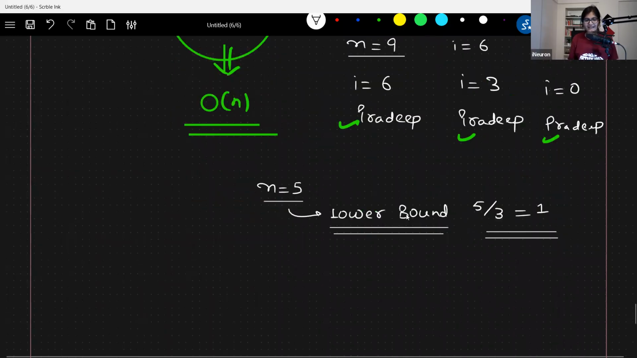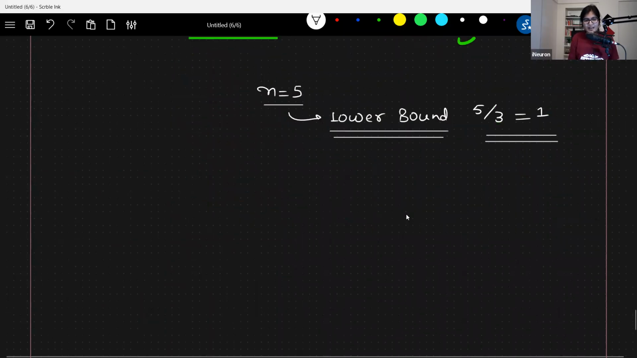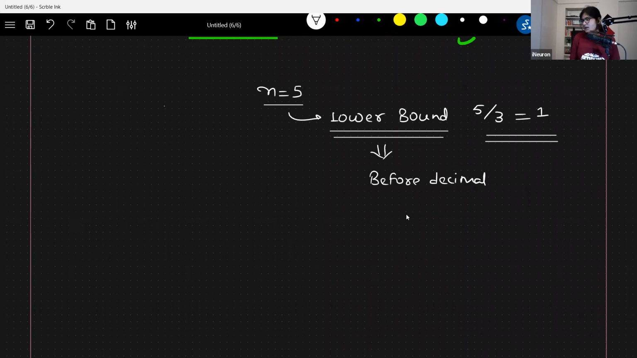Lower bound meaning that when you are dividing any number, for example, 7, you are dividing by 3. So what is the lower value before decimal? When I'm saying lower bound, before decimal, what is the number that you are getting? Is the value. Upper bound meaning is that you are increasing that number by 1. Okay? Yes. For n is equals to 5, it is also again order of n. Right?